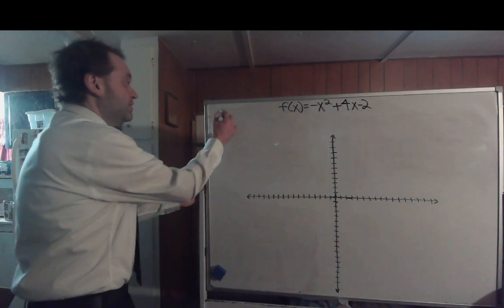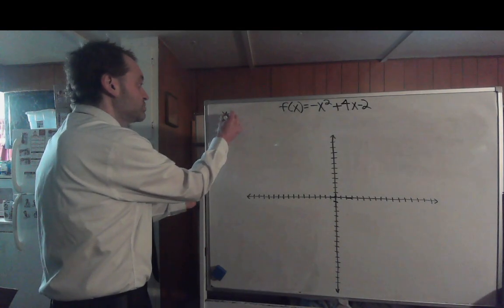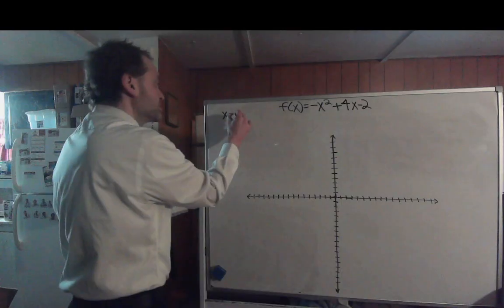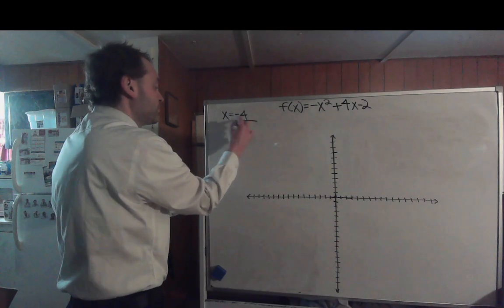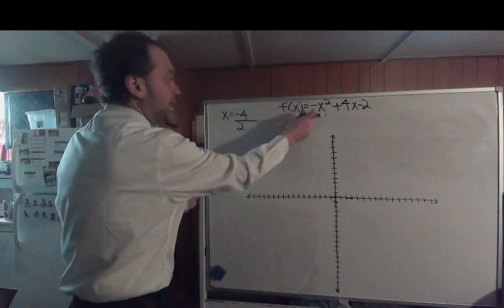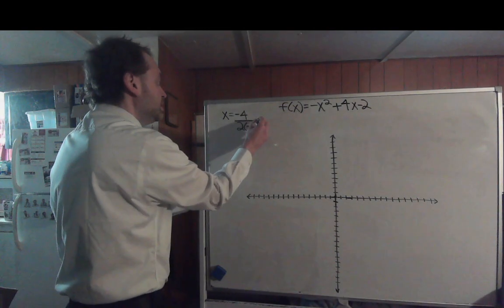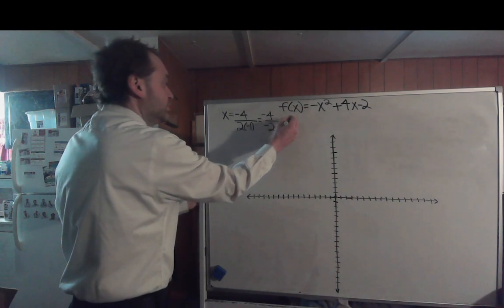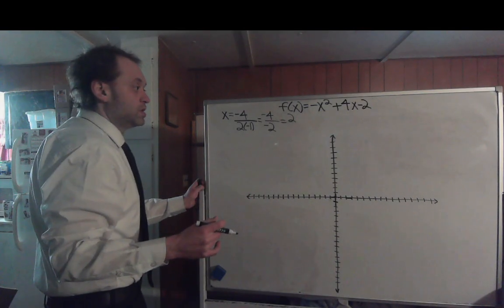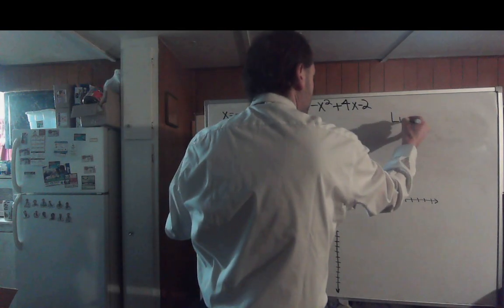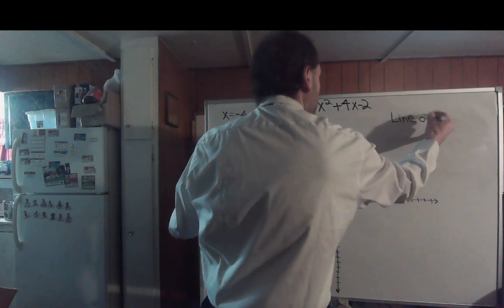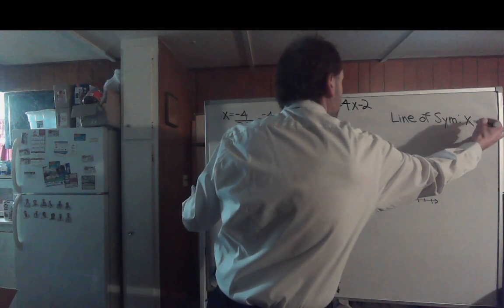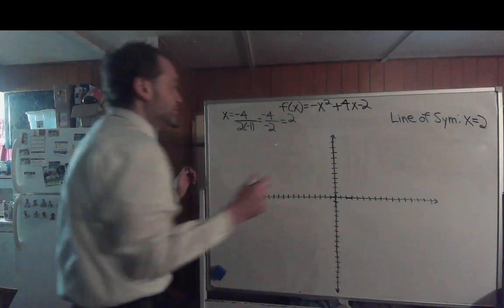Now, let's go ahead and find the vertex. So x would equal negative b over 2a. Your b is positive 4, so that'd be negative 4 over 2 times your a, which is negative 1, which would give you negative 4 over negative 2, giving you your x coordinate at 2. Which means your line of symmetry is also at x equals 2, because it's always what your x coordinate equals.